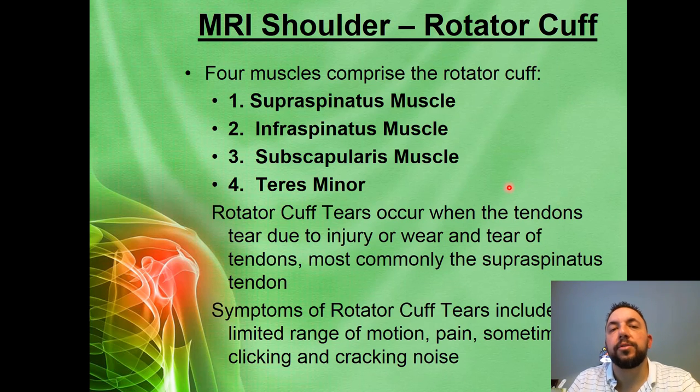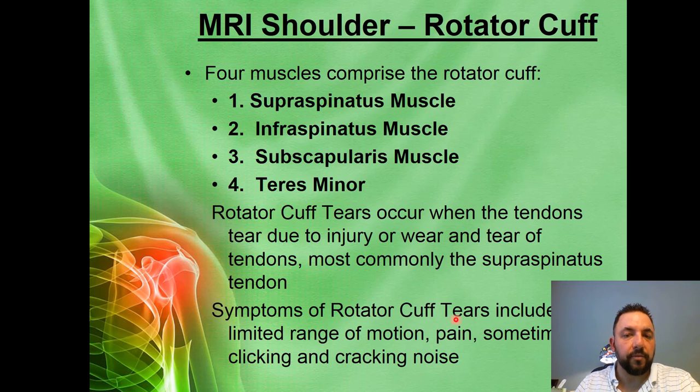An absolute question we need to know are the four muscles that comprise the rotator cuff. Why we went over them anatomically a few slides prior: the supraspinatus muscle, the infraspinatus muscle, subscapularis, and teres minor. Rotator cuff tears occur when the tendons tear due to injury or wear and tear of the tendons, and the most commonly torn tendon is the supraspinatus tendon in the shoulder.